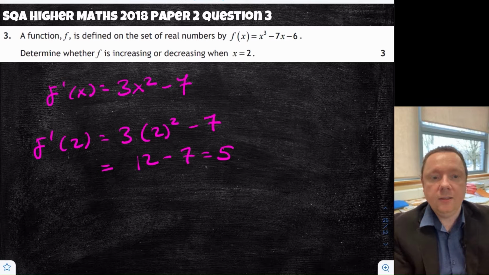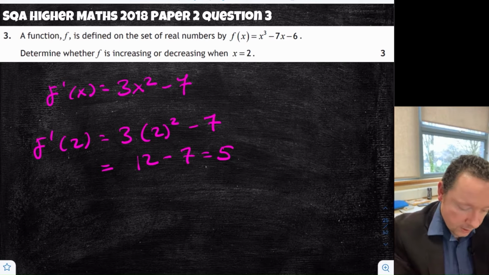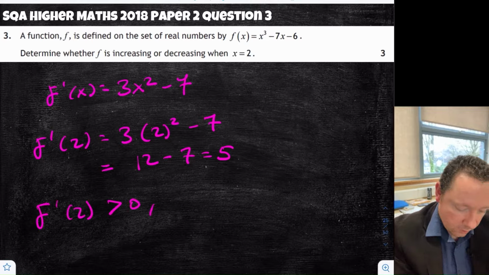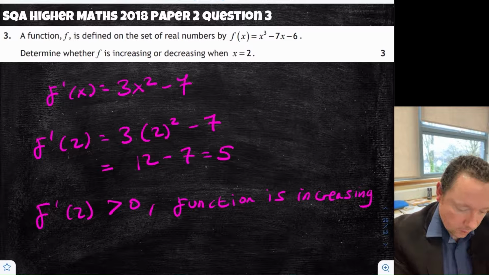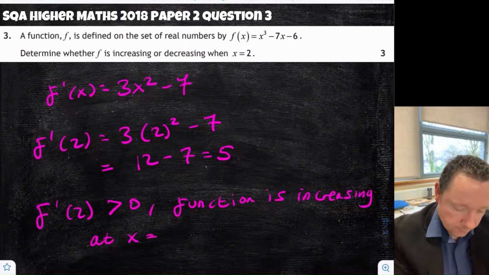And then we need to write a little statement. Since f dash of 2 is greater than 0, the function is increasing at x equal to 2.